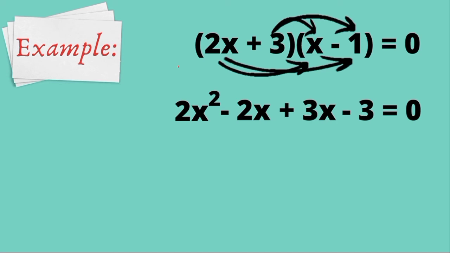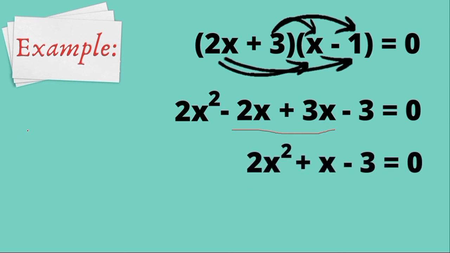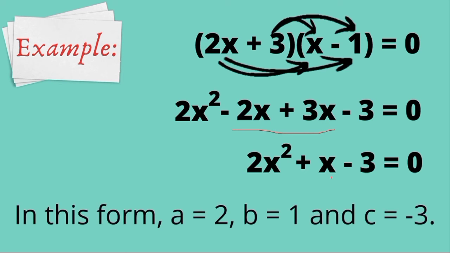This is not the final answer yet because we need to combine these two terms because they are like terms. So we have now 2x squared plus x minus 3 equals 0 because negative 2x plus 3x is x. So the values of a, b, and c now are 2, 1, and negative 3. So the first equation can be transformed now to a quadratic equation.